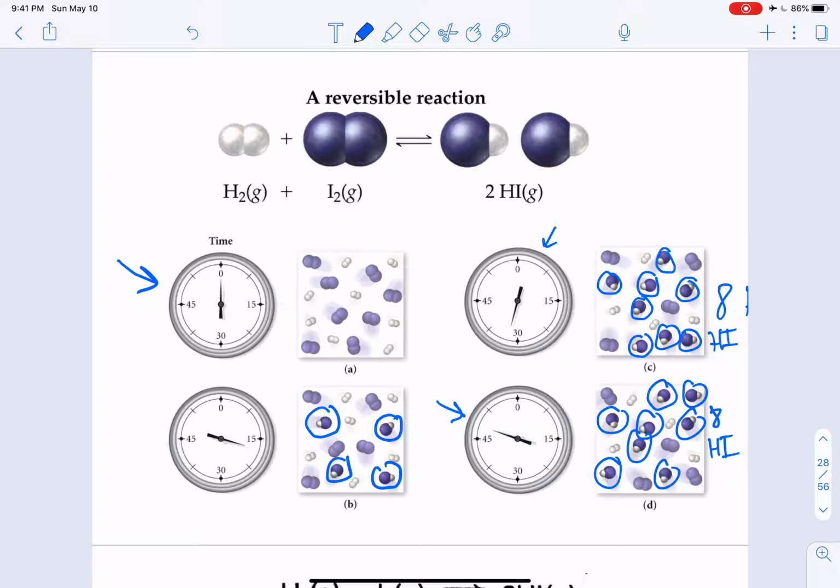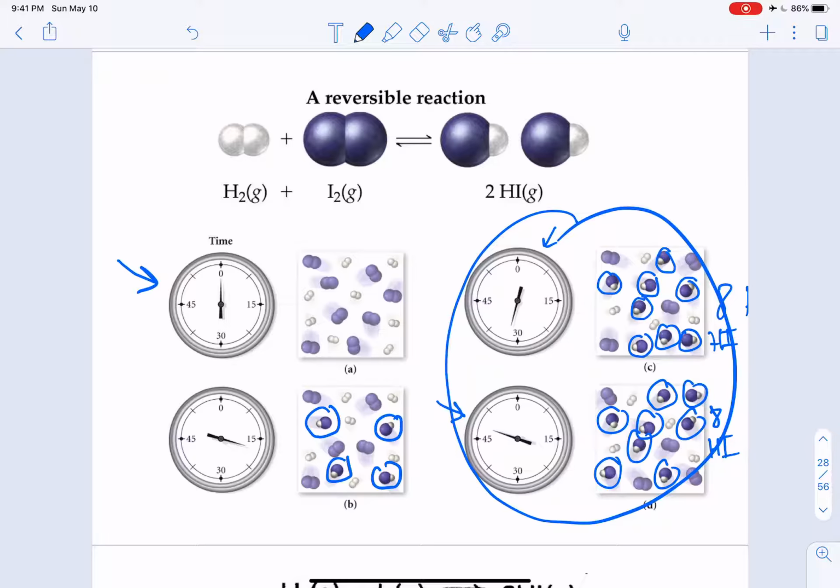And if you count up your hydrogens and your iodine molecules also, you'll see that those also remain constant. So right here, we've reached equilibrium. We have as much product as we're going to make. And the leftover reactant that we have there doesn't want to react anymore to make any more product. So we've got what we've got right there.